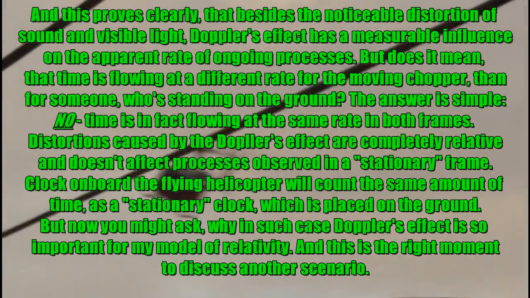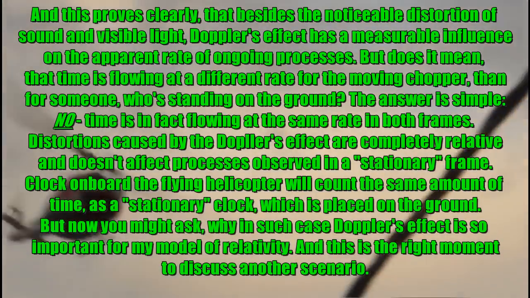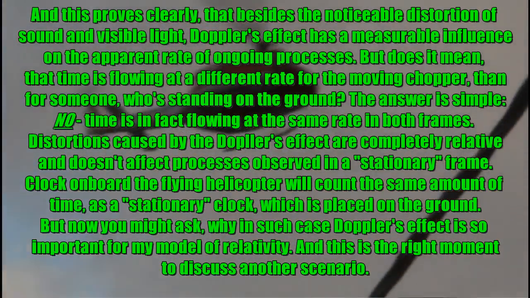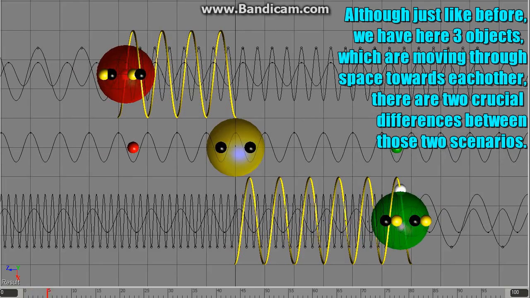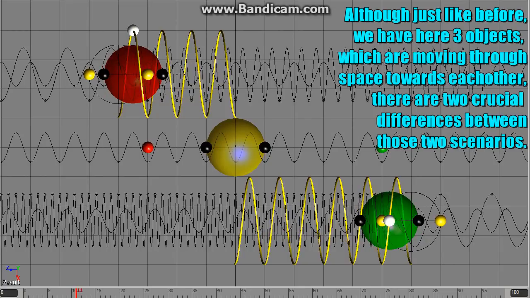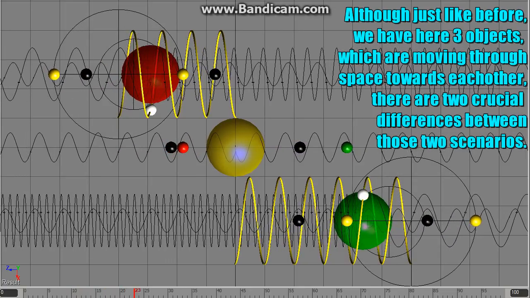But now you might ask, why in such case is Doppler's effect so important for my model of relativity? And this is the right moment to discuss another scenario. Although just like before we have here 3 objects which are moving through space towards each other, there are 2 crucial differences between those 2 scenarios.